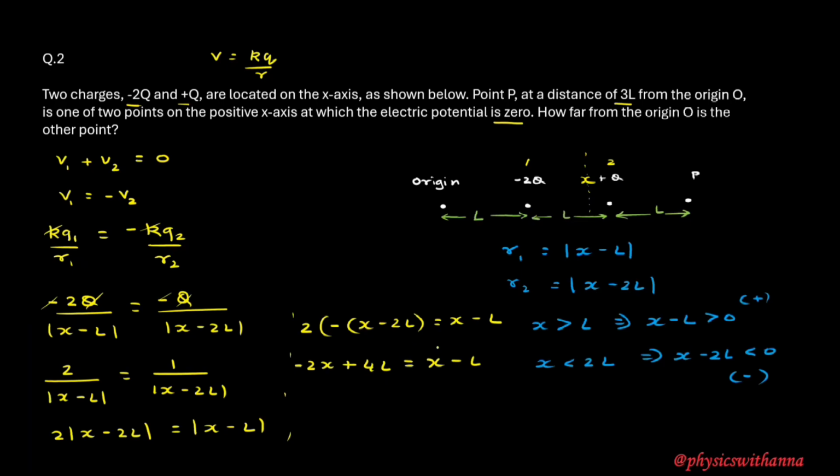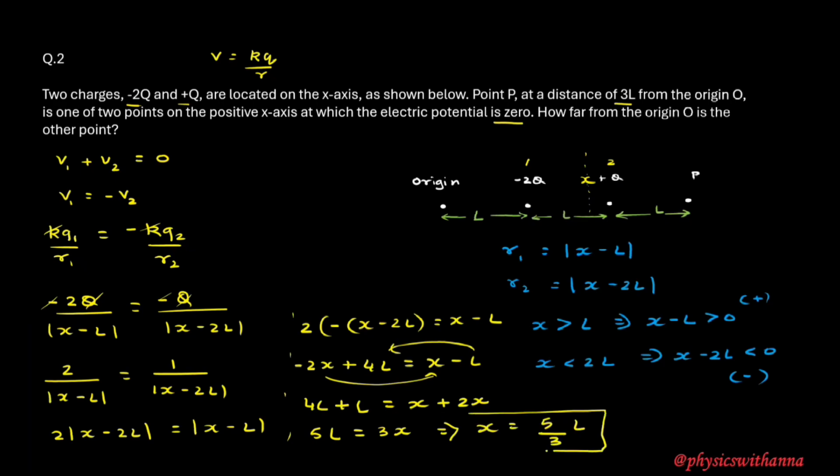Now rearrange the terms. Take L here and 2x over here. So we get 4L plus L equals x plus 2x, or 5L is equal to 3x. Divide by 3, so you get x equals 5 by 3 L. So this is the position where the electric potential due to the two charges will be equal to 0.